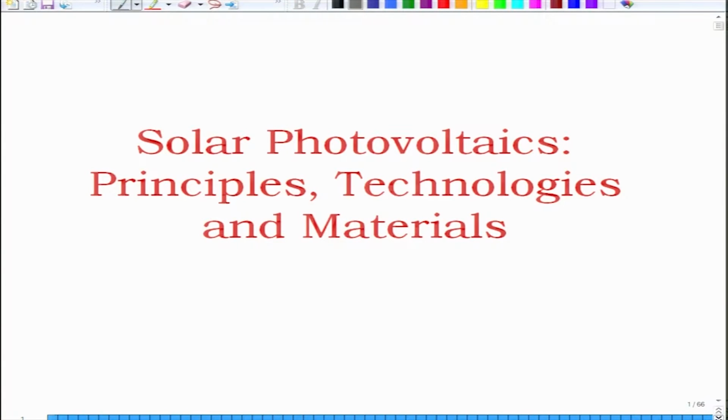Welcome again to a new lecture of Solar Photovoltaics: Principles, Technologies and Materials. We have initiated our discussion on thin film solar cells after finishing the Gen 1 solar cells, which are primarily based on bulk materials, that is silicon and gallium arsenide, and we will continue with our discussion on these thin film solar cells.